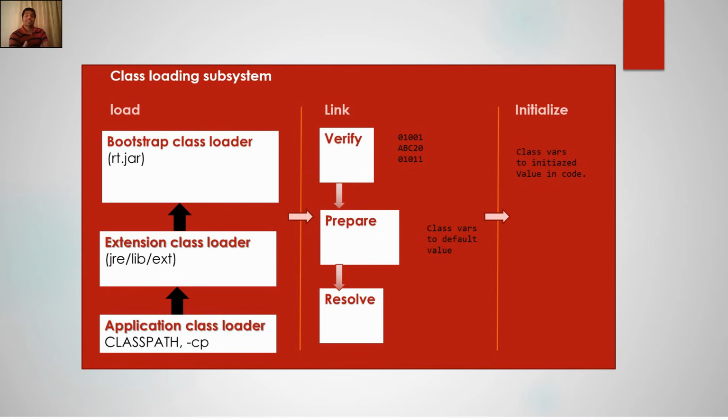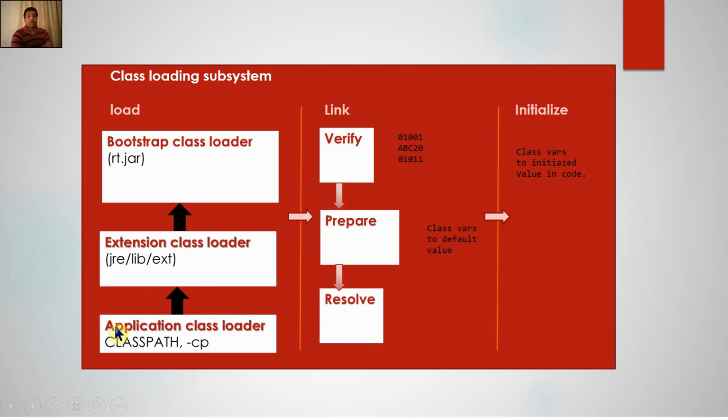Now going into the extension class loader, that is the second class loader that gets executed, which is responsible for loading additional application jars that are present in the JRE lib/ext folder. Whatever jars are present in the JRE lib/ext folder, the extension class loader will load and read all the .class files from those jars and give them out for further processing.